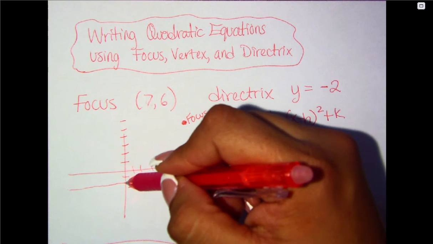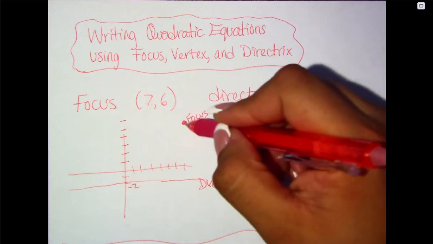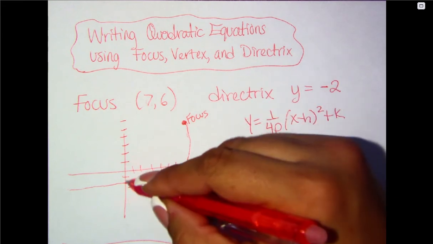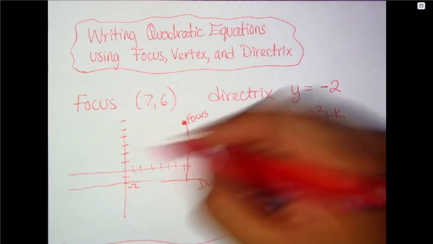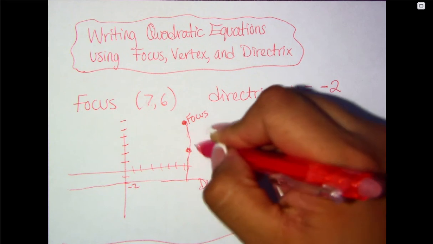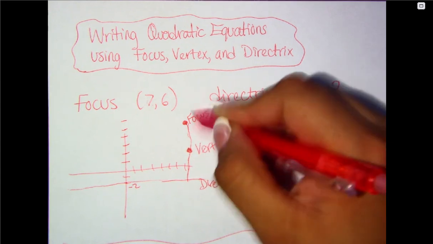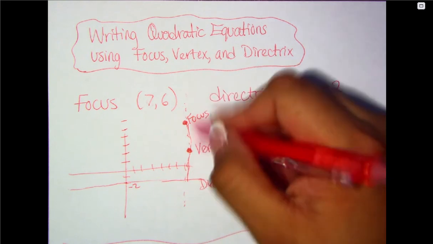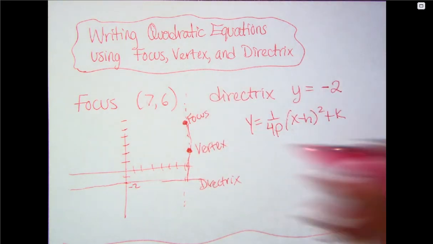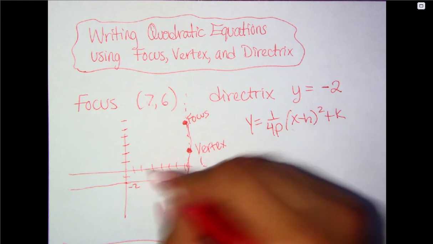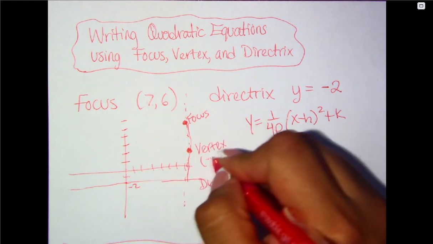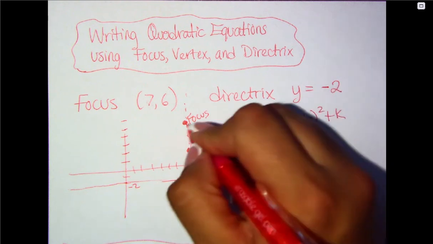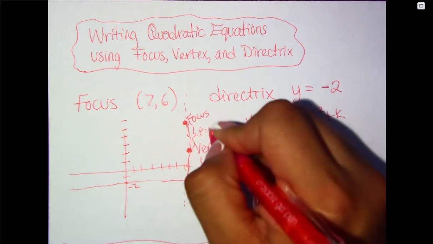From -2 all the way to 6, there is a total distance of 8, and half of that is 4. So we're going to count 1, 2, 3, 4, and in the middle right here is going to be our vertex. These two are aligned, as if on the axis of symmetry, which is why I connected them straight underneath each other. So the ordered pair for the vertex has the same x value as the focus, and the y value is a positive 2, because our p value was 4.